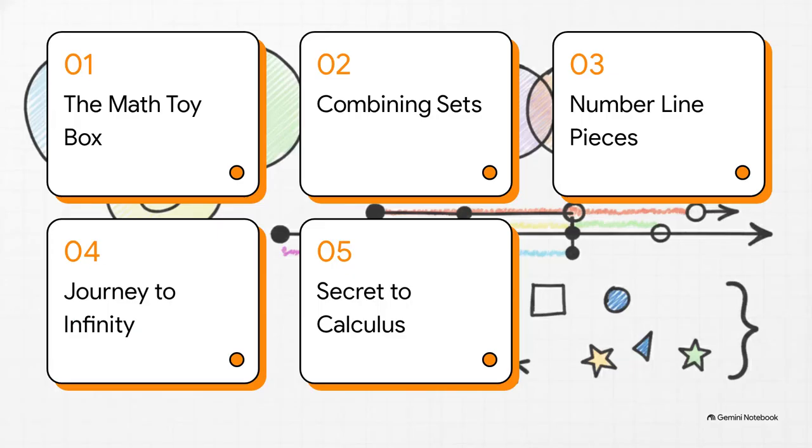Okay, let's take a quick look at the lesson plan written on the board. First, we'll open up the mathematical toy box. Second, we're combining and comparing sets. Third, we'll look at pieces of the number line. Fourth, a journey toward infinity. And finally, the secret to calculus. Let's just jump right in.